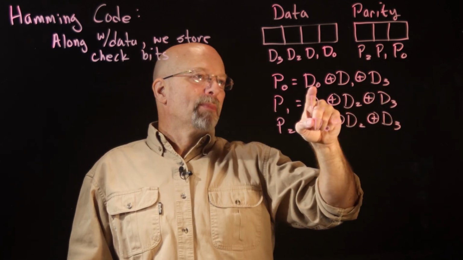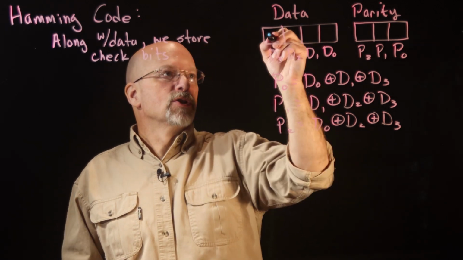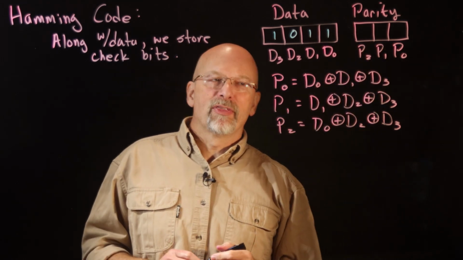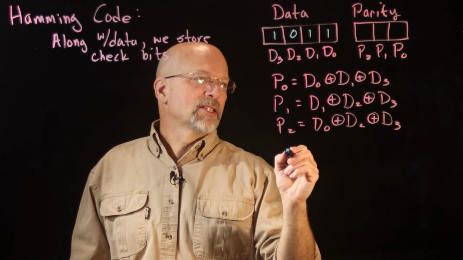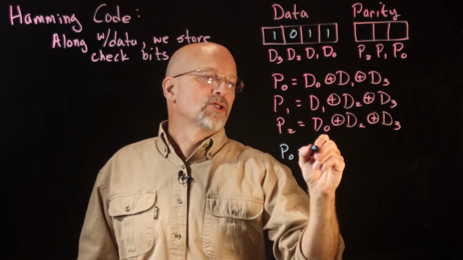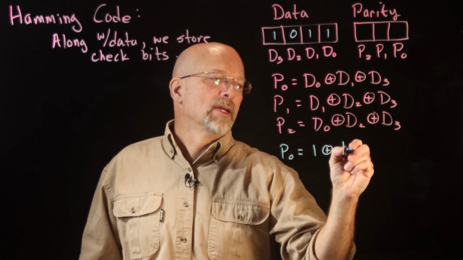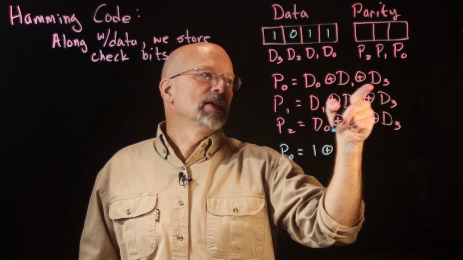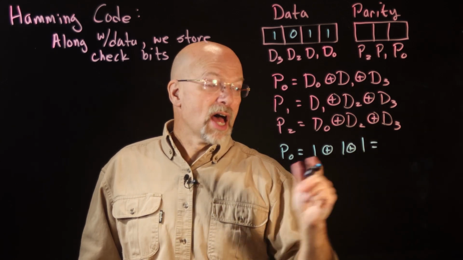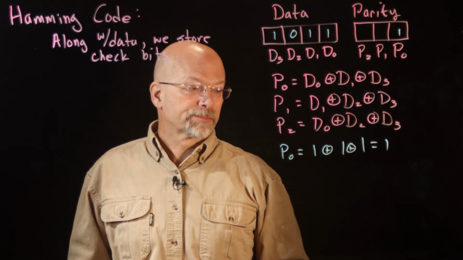So, for example, let's just go ahead and come up with some data here. How about we do 1, 0, 1, 1? Can we calculate what the parity bits are? Well, let's do P0 first. P0, that's D0, which is a 1, exclusive ORed with D1, which is a 1, exclusive ORed with D3, which is a 1. So there are 3 1s, it's an odd number, that's a 1. So we put a 1 in parity bit 0.